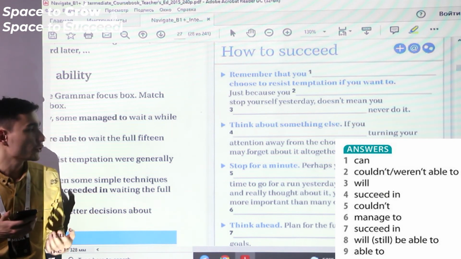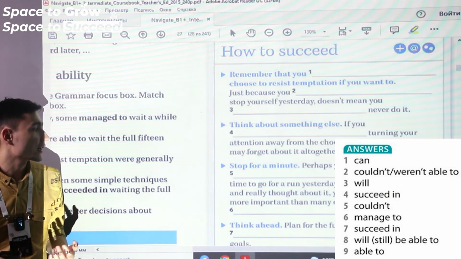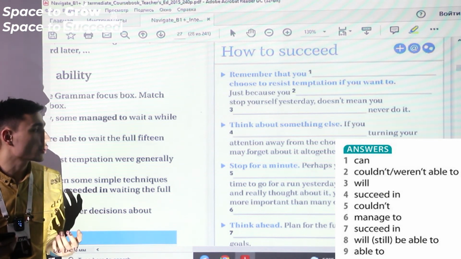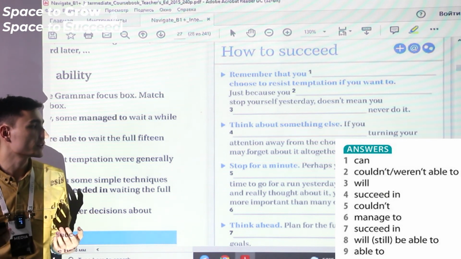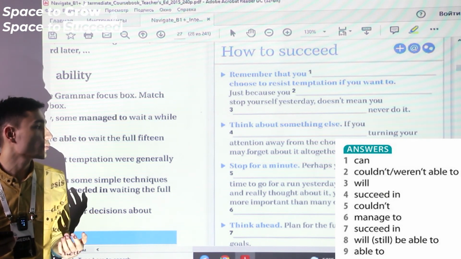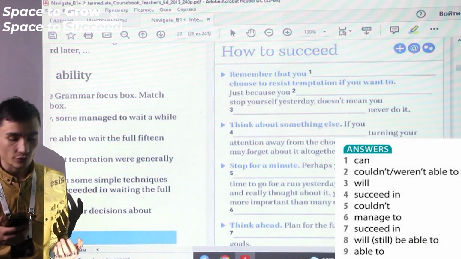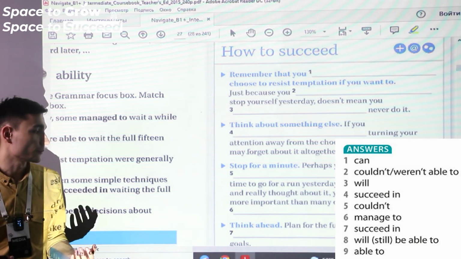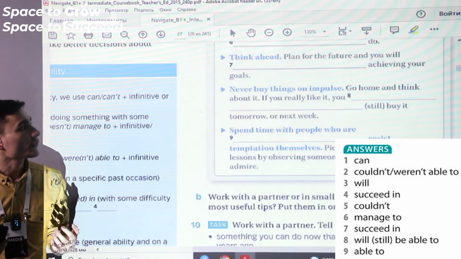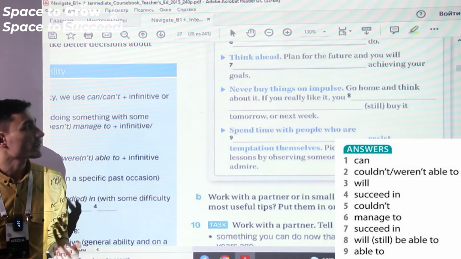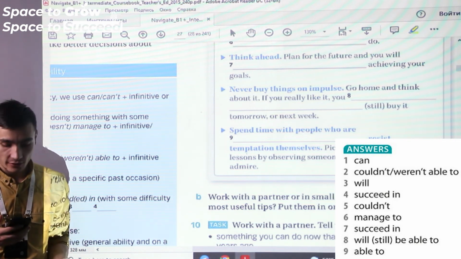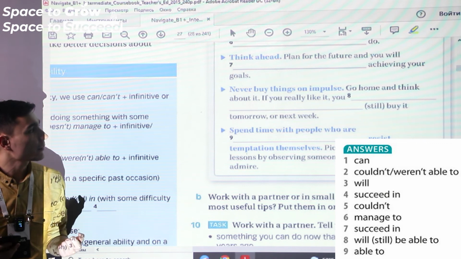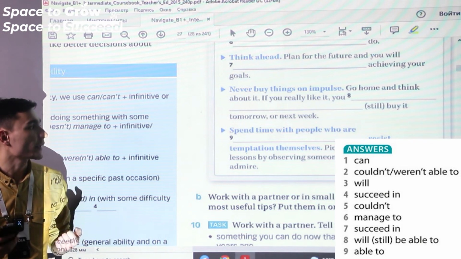Stop for a minute. Perhaps you felt you couldn't spare the time to go for a run yesterday, but if you stopped and really thought about it, you would see it was much more important than many of the things you did manage to do. Think ahead, plan for the future, and you will succeed in achieving your goals. Never buy things on impulse. Go home and think about it. If you really like it, you will still be able to buy it tomorrow or next week.